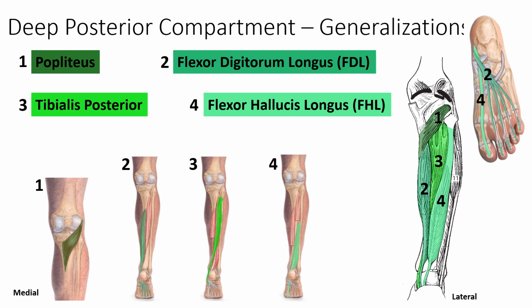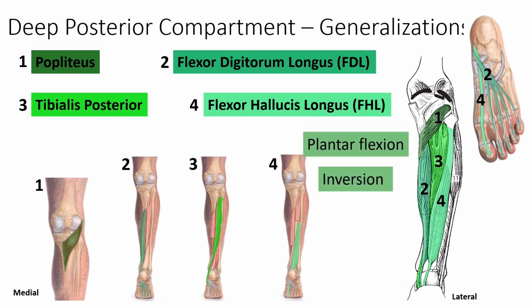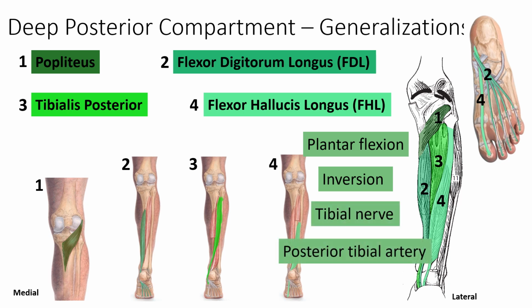Let's talk about some generalizations of the muscles in this compartment. In terms of actions, these muscles do plantar flexion and some inversion of the foot. Remember, inversion and eversion are according to the soles of the feet. So inversion means you're pulling the soles of the feet inwards or medial, so they're facing each other. These muscles are, in general, innervated by the tibial nerve and supplied by the posterior tibial artery.